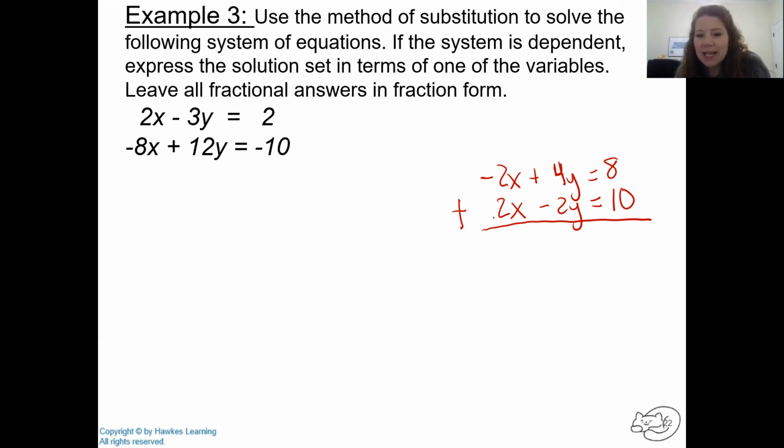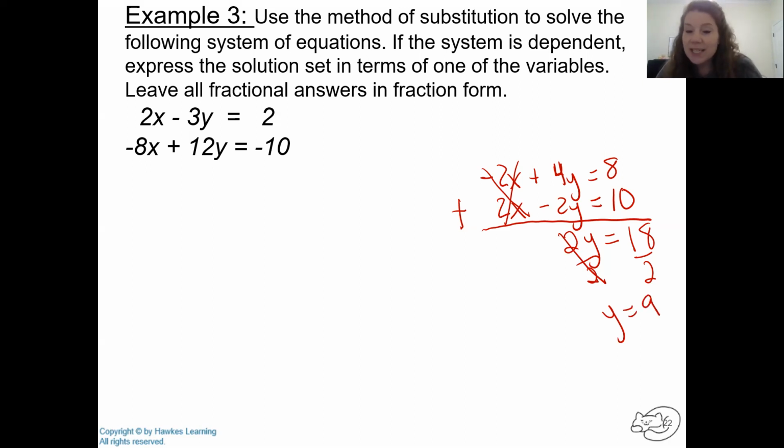The reason I did elimination is because look at my x's. If I tried to combine -2x and positive 2x, don't I get 0? Don't my x's go away? All right, they're gone. So I just eliminated my x's. That's why it's called elimination. Now look at my y. So I have 4y combined with negative 2y. Well, 4y minus 2y is 2y, and 8 plus 10 is 18. Now to solve for y, all I have to do is divide both sides by 2, and I would find out that y equals 9. So by eliminating my x's, that's a pretty easy way to solve for y, right?